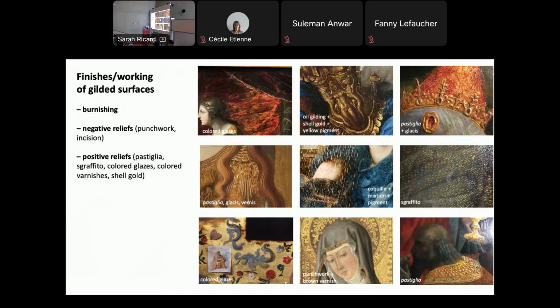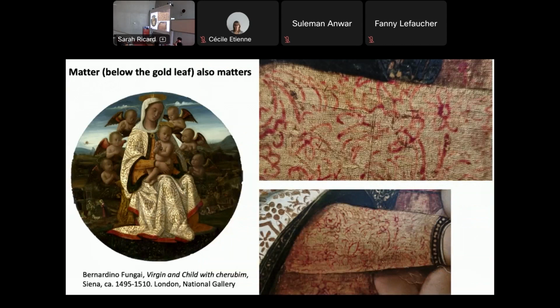You can also have coral varnishes, which are very much more difficult to identify because it's very difficult to see the original varnishes, and it's also very difficult to differentiate original varnishes from later varnishes. And finally, you can also apply shell gold on top of gold leaf. So these are all variations that are very interesting also in terms of what they bring to the aspect of these gilded surfaces.